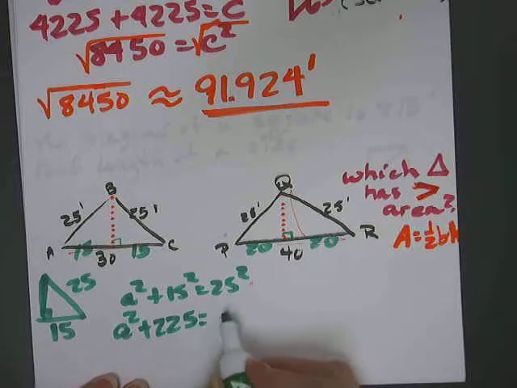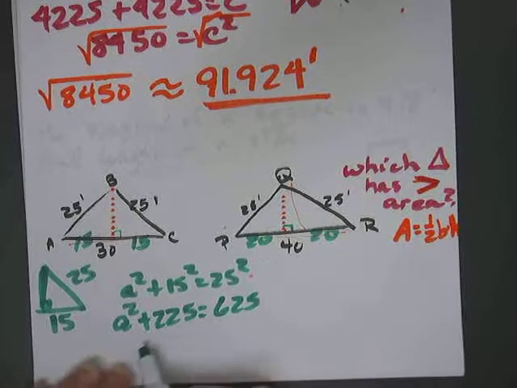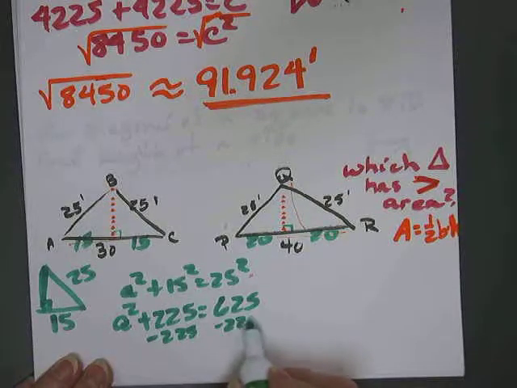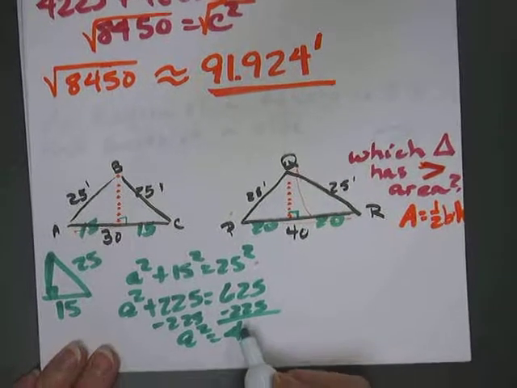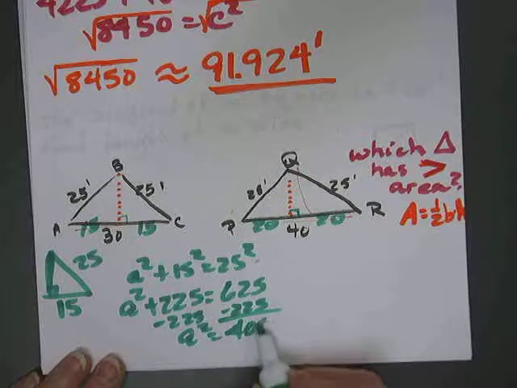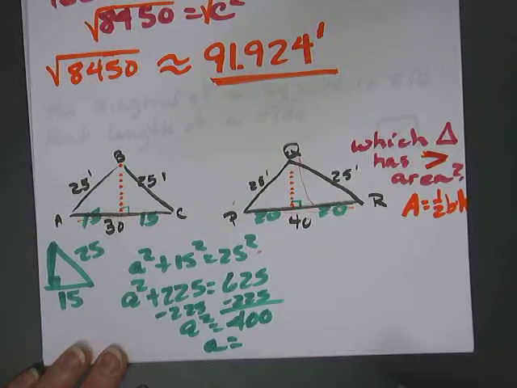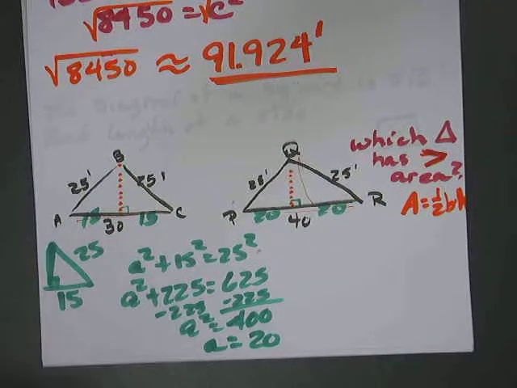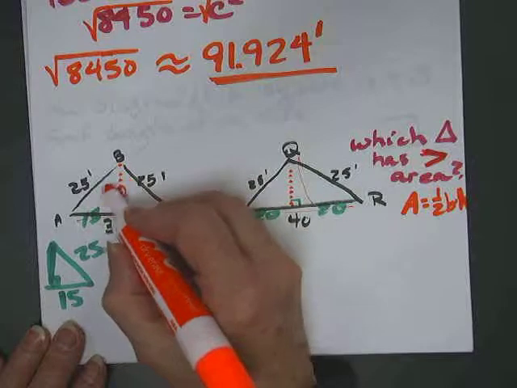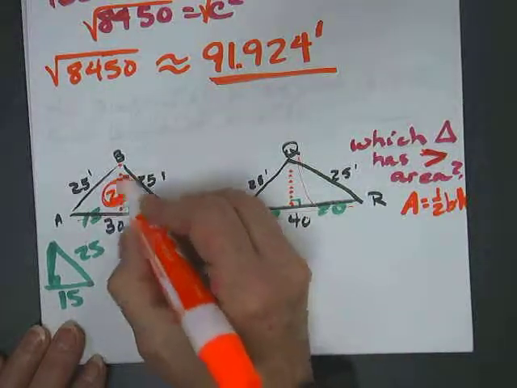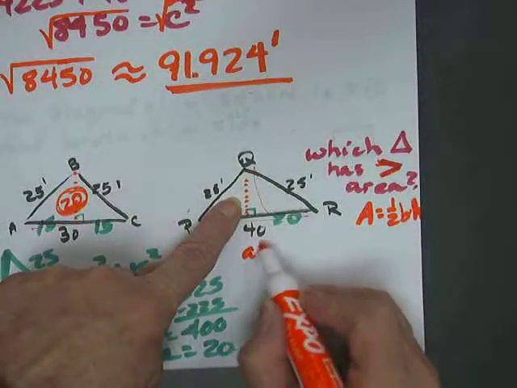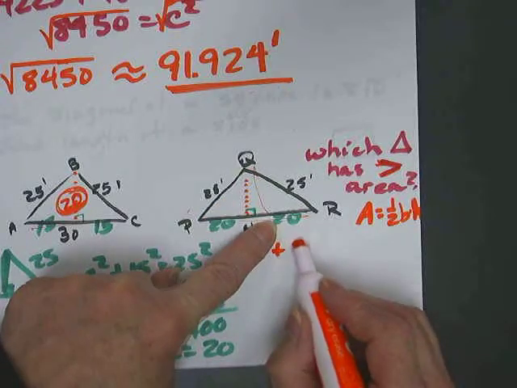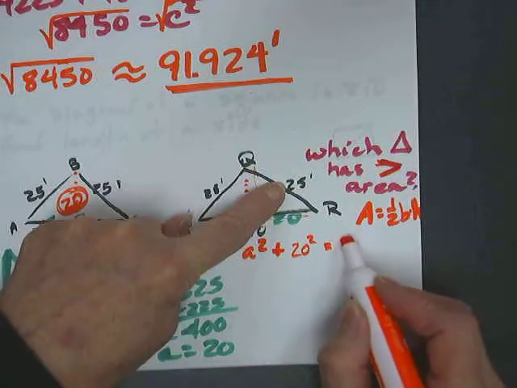15 and 25. So we need to find this height. So we've got A squared plus 15 squared equals 25 squared. What's 15 squared? 225. And 25 squared is 625. So subtract 225. That's 400. So A would be square root of 400, which is 20. So the height of this one is 20. We're not going to figure the area yet, let's just do both heights.